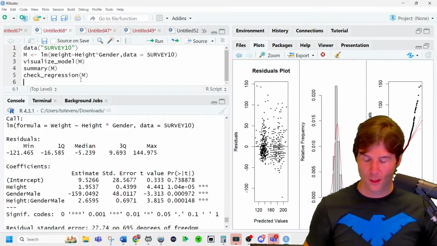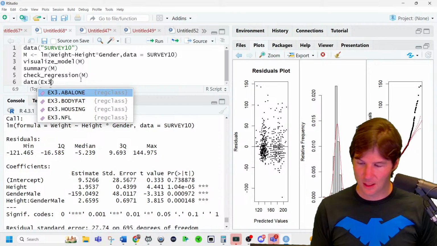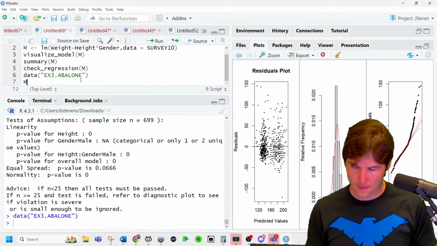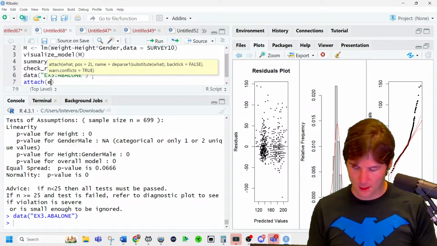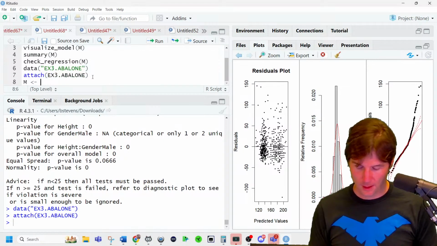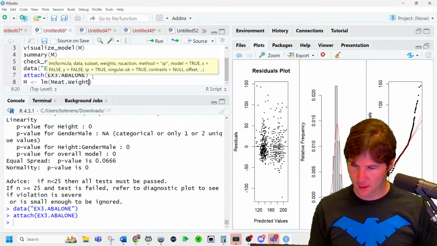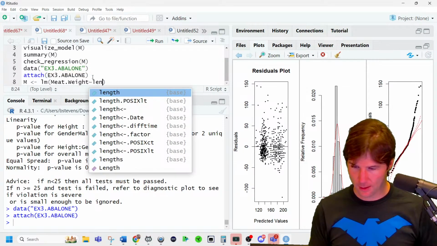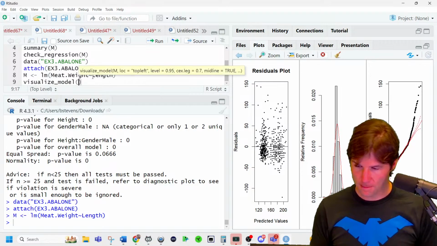But now, let me show you some data which has major problems. So I need the EX3 abalone data. Okay, and let me attach it. EX3 abalone, and it's meat.weight, length, just length, sure. And visualize model.